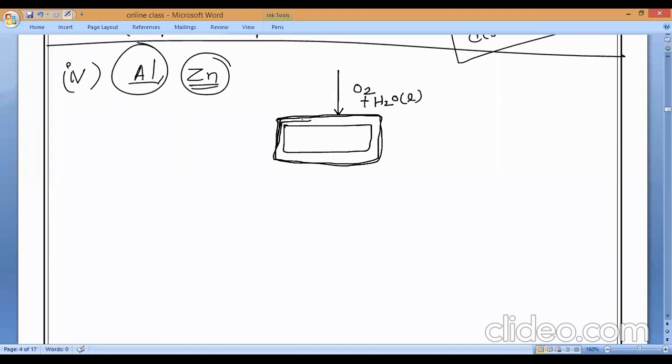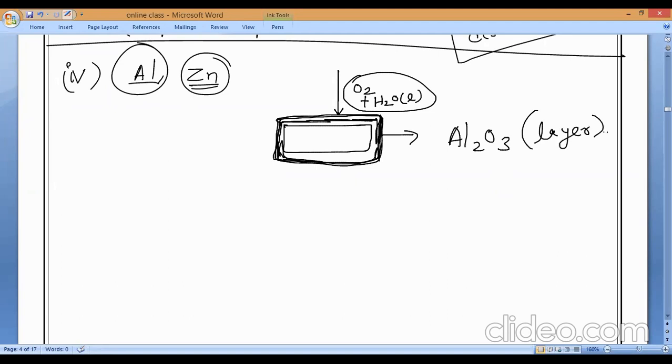Immediately it will start forming in the upper layer alone, because only the upper layer is getting oxygen and water from the atmosphere, so it will form aluminum oxide. A layer of aluminum oxide will form. Aluminum metal reacts with oxygen alone, even water vapor is not needed. It will form a layer of aluminum oxide. What is this process? We call it corrosion.